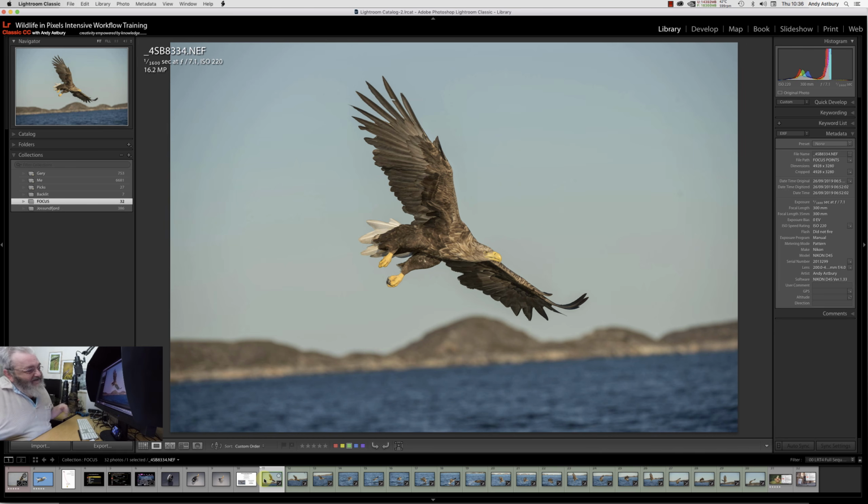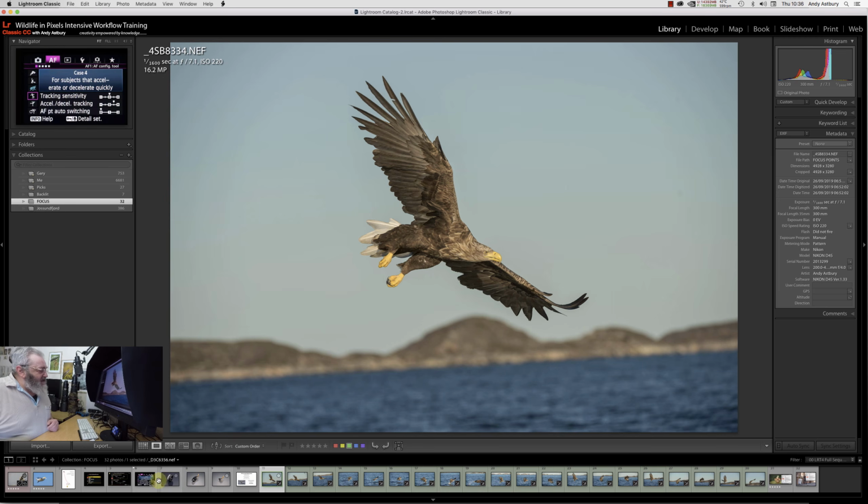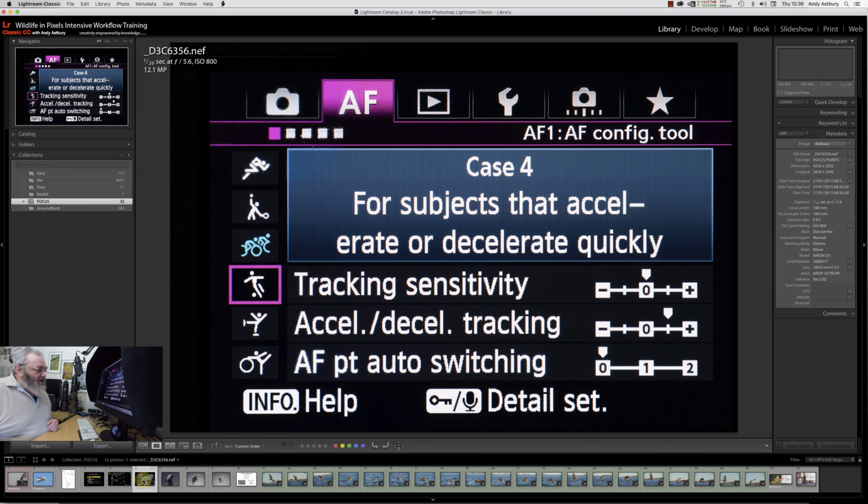Now then, to get back to Jonathan's original question, if we just go and look at Canon for a moment. Canon operate with these cases 1, 2, 3, 4, 5 and 6. We're currently in case 4, and if you get hold of a Canon camera and you cycle through the different cases, the only thing you will see on the screen that changes is this value here for tracking sensitivity and this value for accel decel tracking. And there is a very, very strict relationship between tracking sensitivity and accel decel tracking.